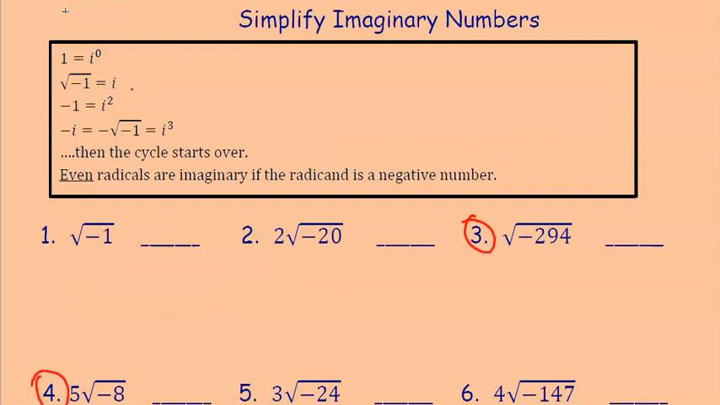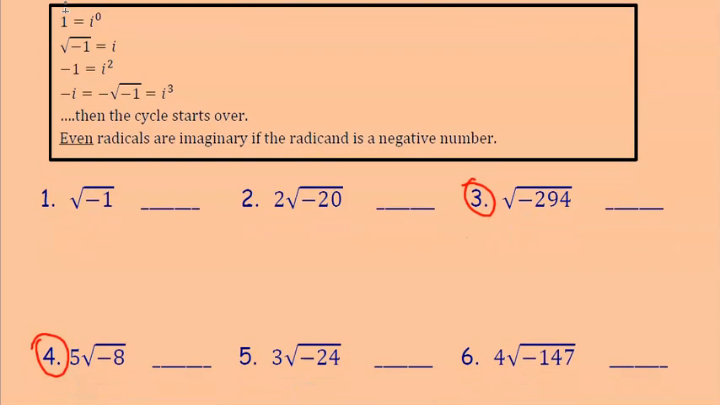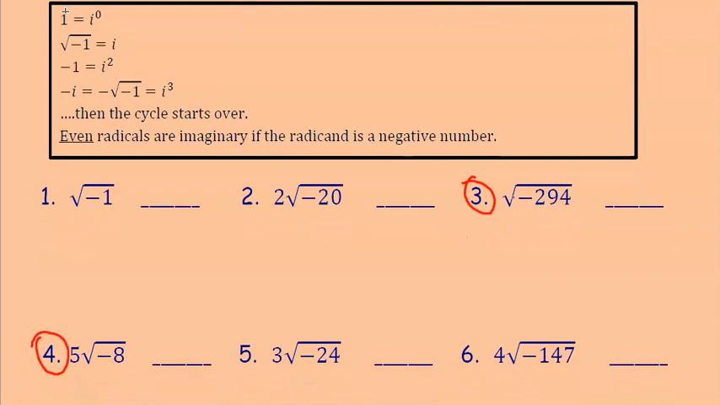Page 27. This is the last page from this video. Simplify imaginary numbers. So I to the 0 power is 1. I to the first power is just the square root of negative 1. I squared is negative 1. I cubed is negative I, and so on. If you ever see a square root that has a negative inside of it, your answer will have an I in it. This doesn't work for cube roots or any odd roots, but it works for even roots.